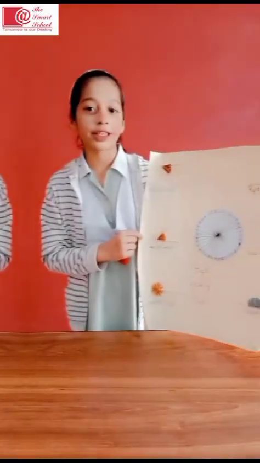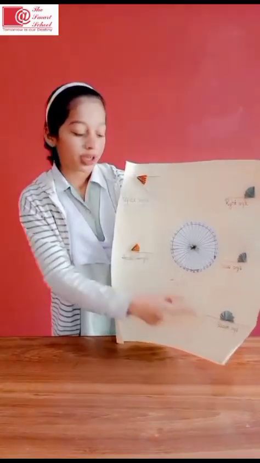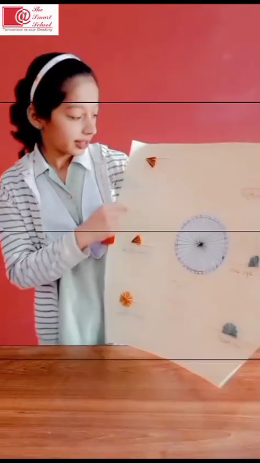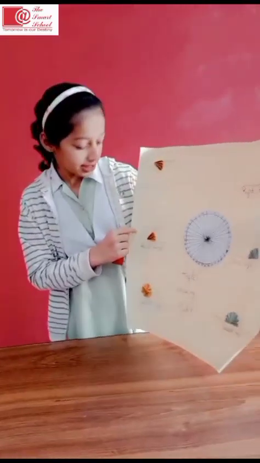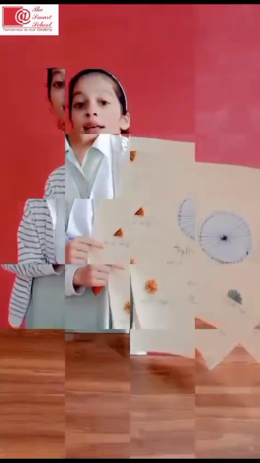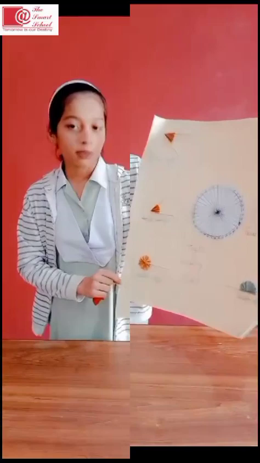An obtuse angle is greater than 90 but less than 180. A straight angle is 180 degrees. A reflex angle is greater than 180 but less than 360. An acute angle is less than 90. A complete angle is 360.